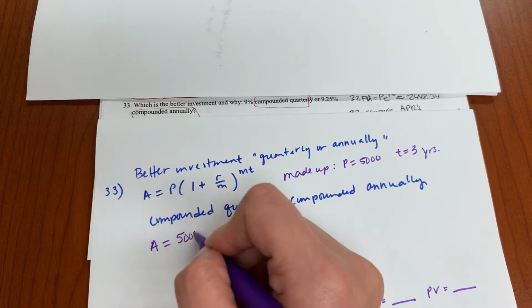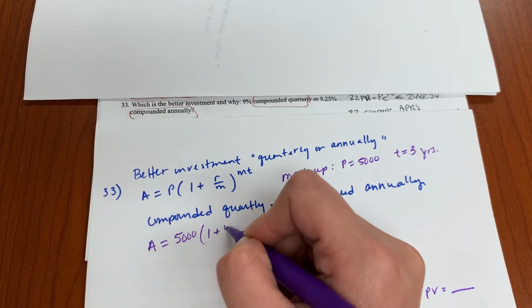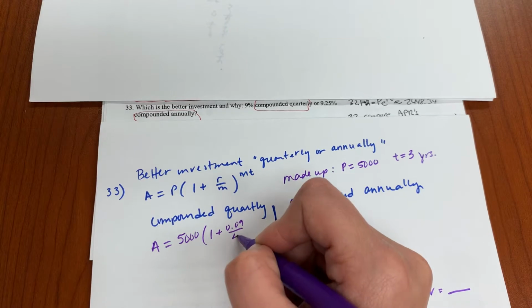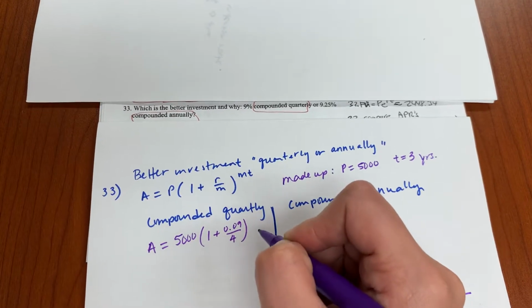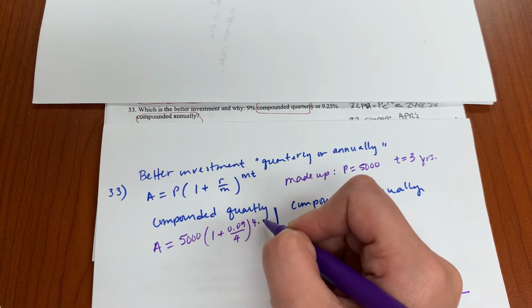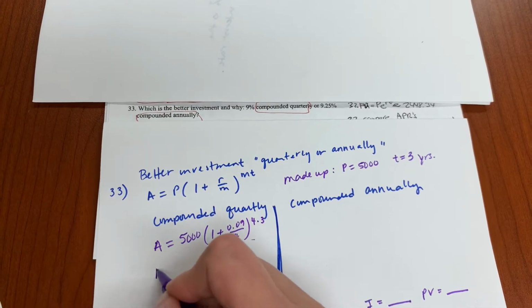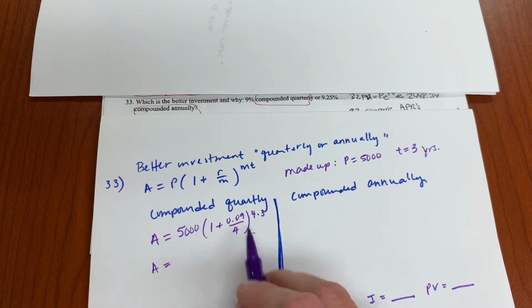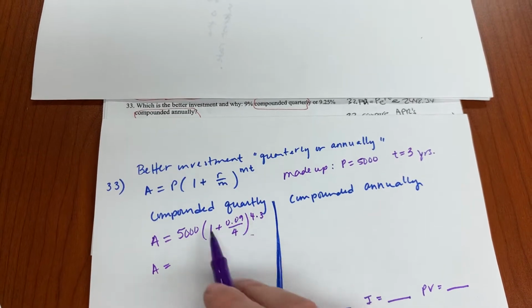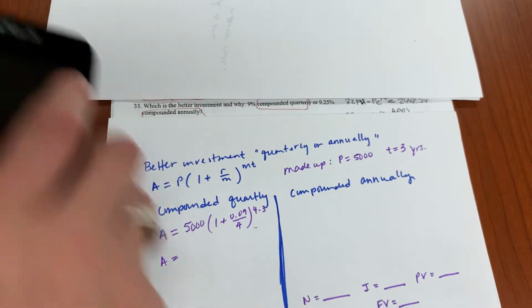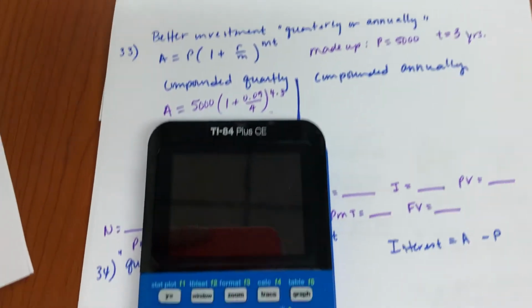So I put 5,000 in, 1 plus the rate, 0.09 for 9%, over 4 for compounded quarterly. Then 4 times how many years? 3 years. And so we just put this in our calculator. Some of you really struggle with just putting in the computation, like the value. So I really just go old school using order of operations. And so I do it in pieces.